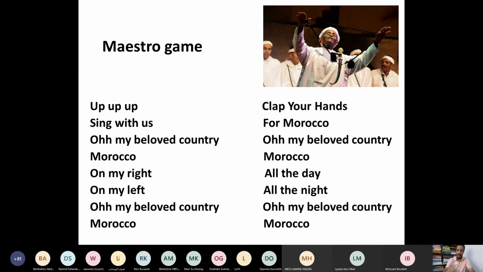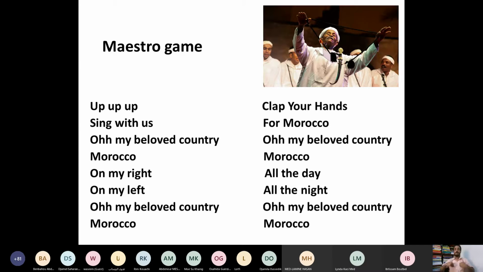Now, the maestro game, I'm going to read like this. Please just follow the instructions. Up, up, up, clap your hands. Sing with us for Morocco. Oh, my beloved country. Oh, my beloved country. Morocco, Morocco. On my right all the day. On my left all the night. Oh, my beloved country. Oh, my beloved country. Morocco, Morocco.